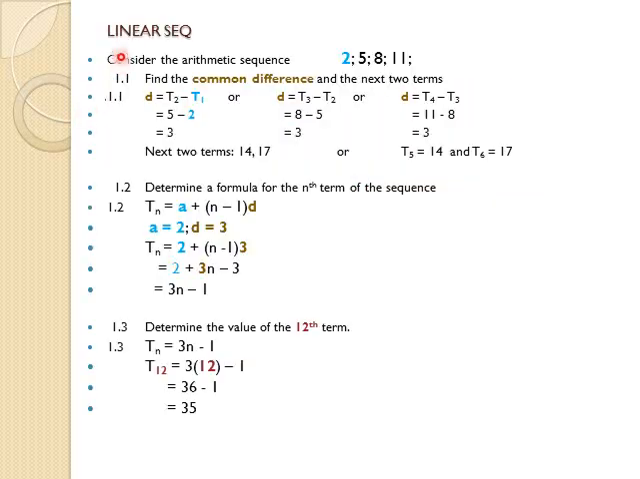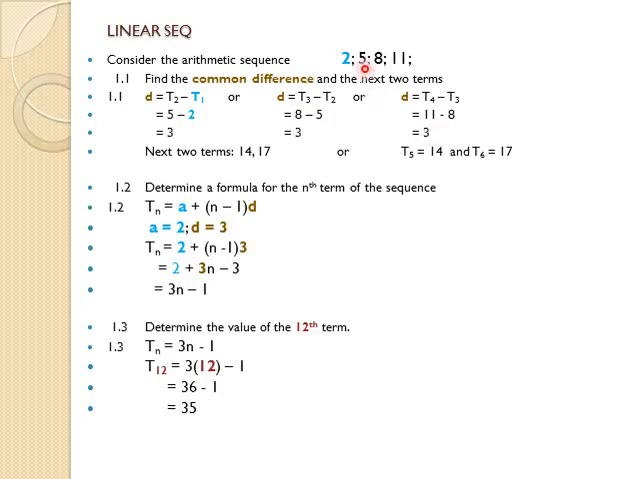So, number 1, in exam, generally we'd say consider the arithmetic sequence given to you 2, 5, 8, 11. Right, find the common difference and next two terms. So I assume you still remember what's common difference. Right, so if we subtract, get common difference, term 2 minus term 1, which is 5 minus 2, which gives me 3. Can also say term 3 minus term 2, which in this case would be 8 minus 5, which gives me 3. Can also say term 4 minus term 3, 11 minus 8, which equals 3.